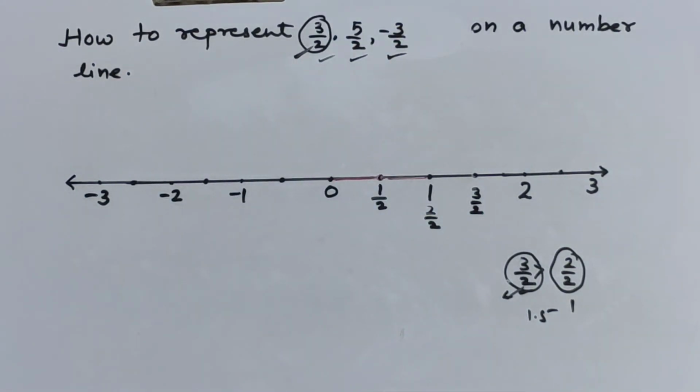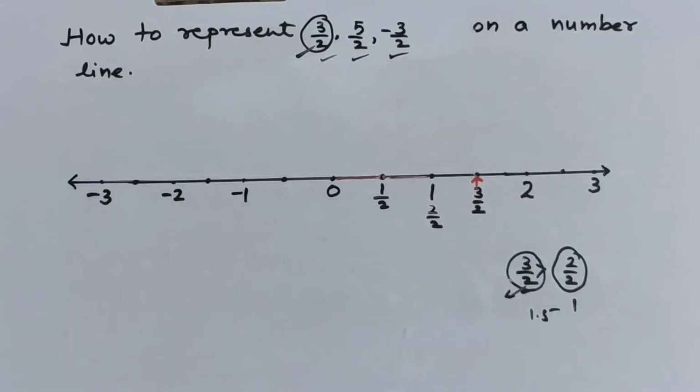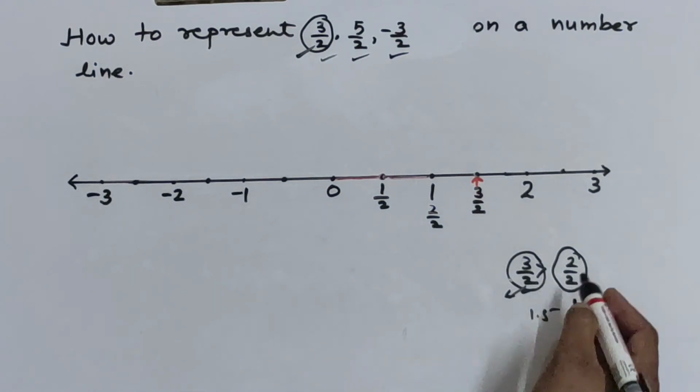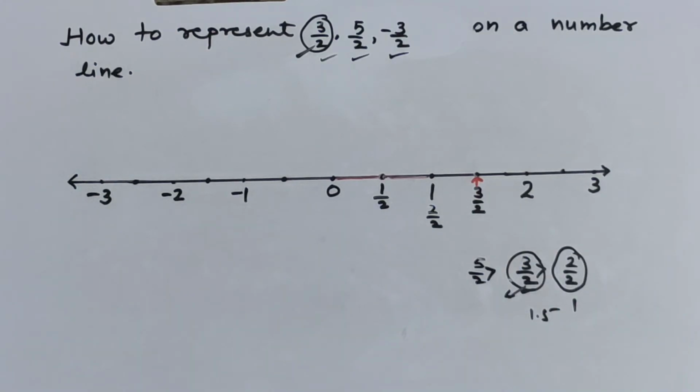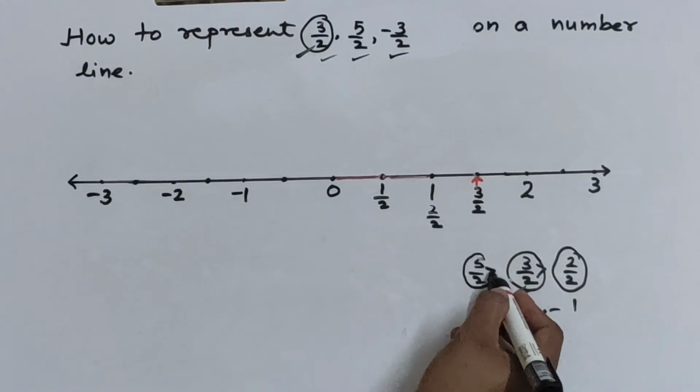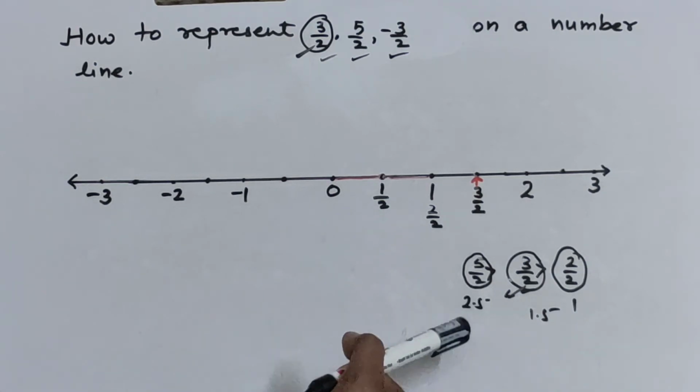So this dot represents 3 upon 2. Now next is 5 upon 2. 5 upon 2 is also greater than 2 upon 2, and if we take the half of 5, we will get 2.5. So this number will lie between 2 to 3.